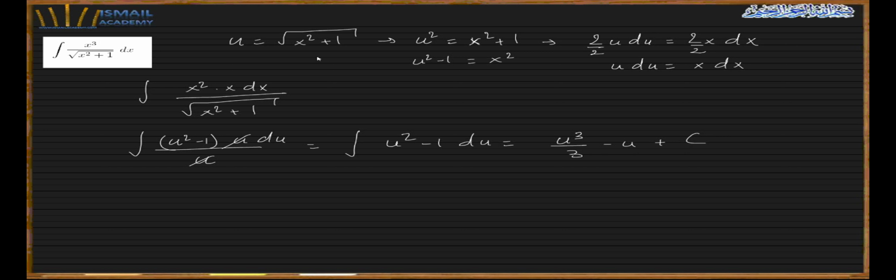Now I substitute my u back, so this will be square root of x squared plus 1 cubed over 3 minus square root of x squared plus 1 plus c, and this will be your final answer.